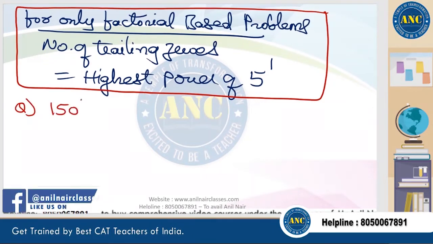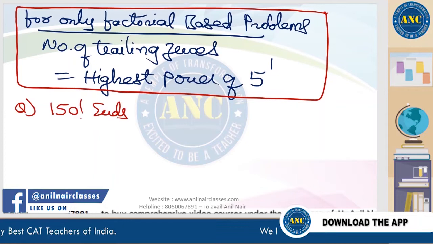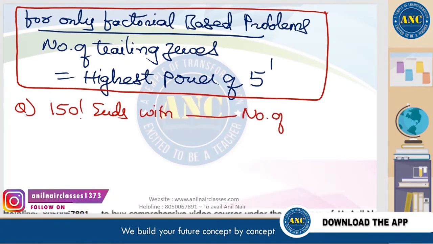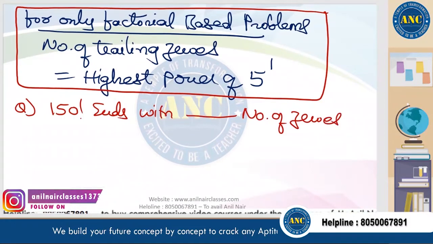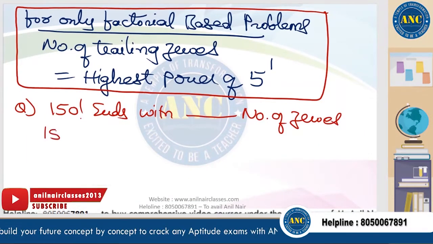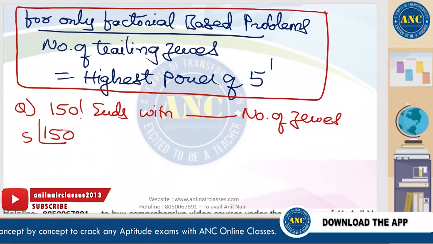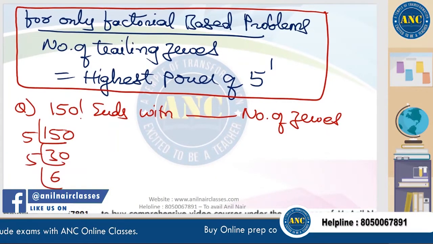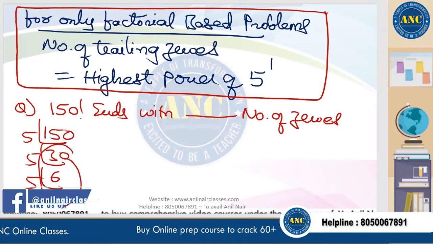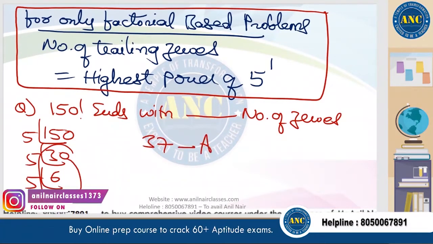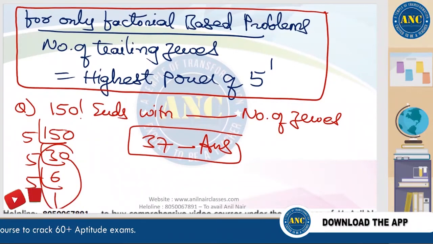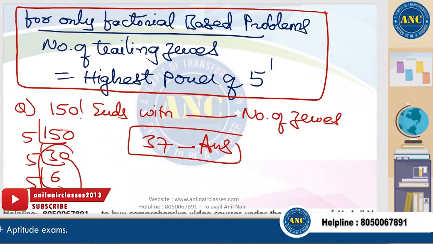Suppose, for example, 150 factorial ends with a dash number of zeros. No need of doing it for 10 because it is a factorial. 5 30s are 150, 5 6s are 30, 5 1s are 5. So 30 plus 6 plus 1. The answer for this question is 37. I hope the idea is clear.